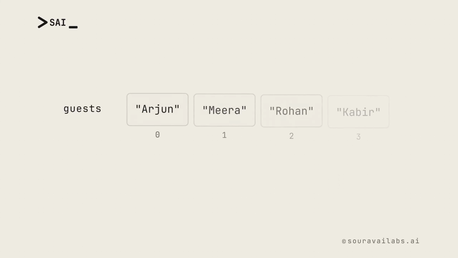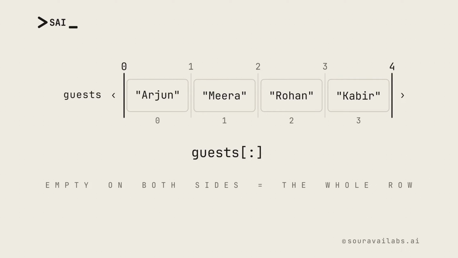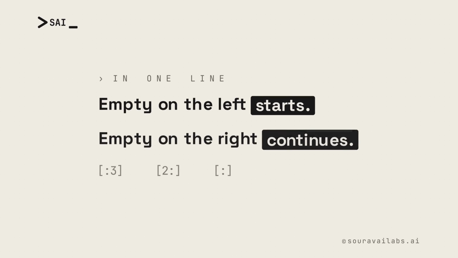And if both sides are empty, a colon by itself means the whole row. That can look pointless, but it is a real copy of a list. For now, remember the picture: an empty side reaches the edge on that side. So, leave out the left number to start at the beginning. Leave out the right number to go to the end.